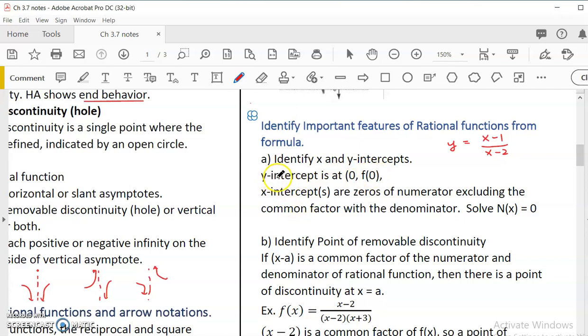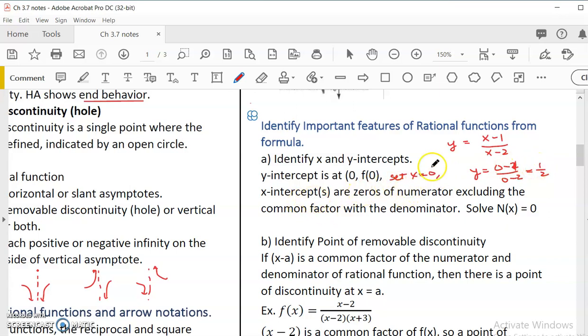So first, the y-intercept is when x is 0. So basically, you will plug in x equal to 0 and solve for y. So in our case, y would be equal to 0 minus 1 over 0 minus 2. So it will be equal to 1/2. So we have a y-intercept at (0, 1/2).